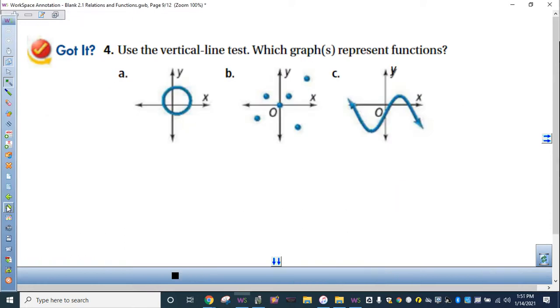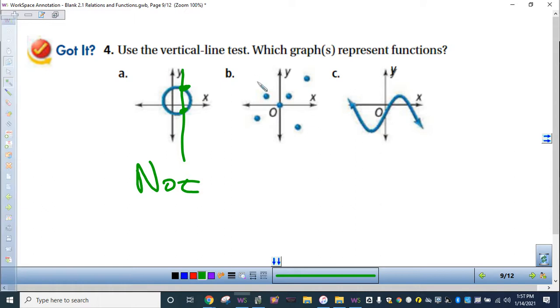How about this one? A, thumbs up, thumbs down, function or not? Melody, come on. There you go. Yeah, because it hits it twice, right? If we draw a vertical line, can we hit the function twice? Yes, we can, so it is not a function.